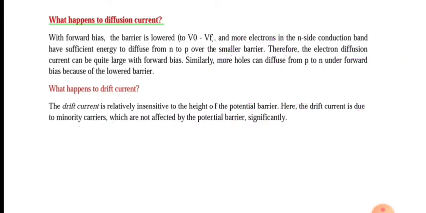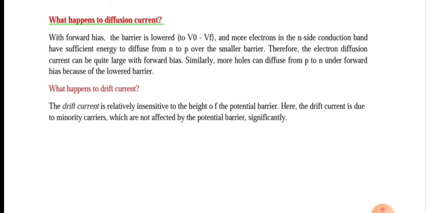What happens to drift current? Drift current is relatively insensitive to the height of the potential barrier. So normally, what is this drift current? It is the current due to the minority charge carriers in a PN junction. They are not related to how much external voltage we have applied or what the barrier potential is. Drift current just depends on the production of minority carriers.